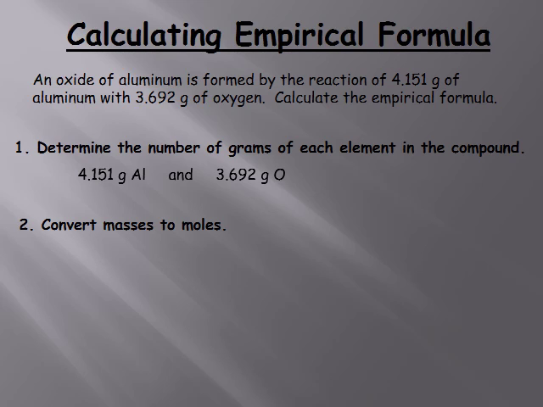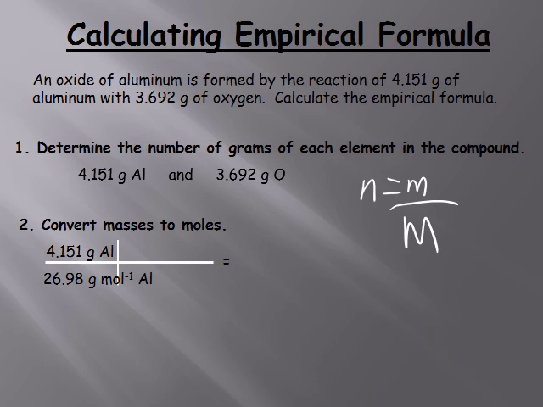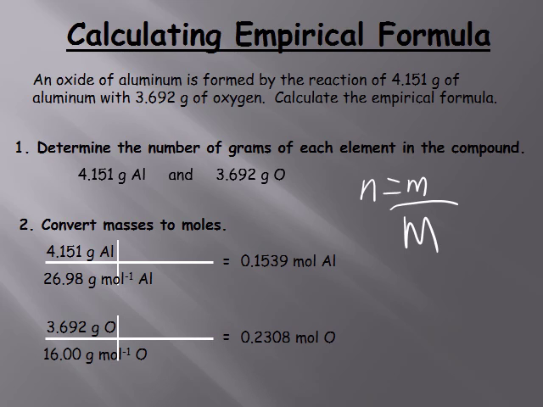You then have to convert these masses into moles. Now remember the equation, number of moles equals the mass over the molar mass. So you've got 4.15 grams of aluminium, you're dividing it by the atomic mass, molar mass, which is 26.98 grams per mole, to give 0.1539 moles of aluminium. Correspondingly for oxygen, 3.692 grams of oxygen divided by the molar mass of oxygen, which is 16, gives 0.2308 moles of oxygen using the equations that we have here.